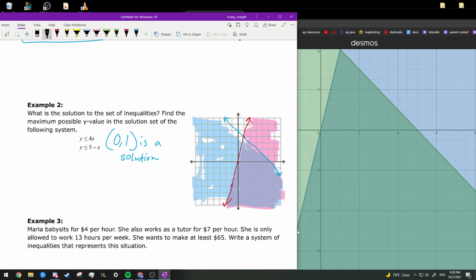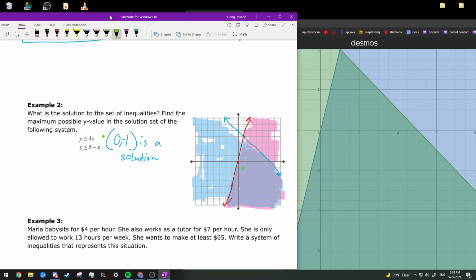So 0 comma 1 looks like right here. Wait, hold on. Did I write that right? 0 comma negative 1 is a solution, which is right here. I'll call that green. So this is right here. That is true. It's inside here.